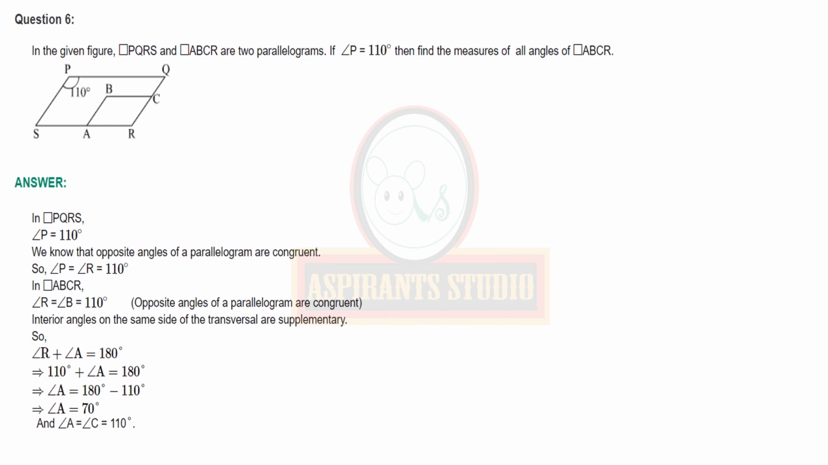Similarly, measure of angle B is equal to measure of angle R is equal to 110 degrees. We found that in between, so pick up that and write at last as answer. Answer: measure of angle R is equal to measure of angle B is equal to 110 degrees and measure of angle A is equal to measure of angle C is equal to 70 degrees.